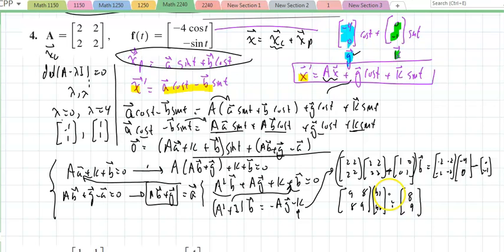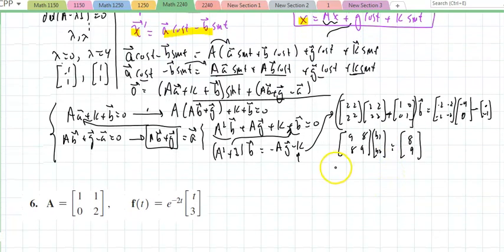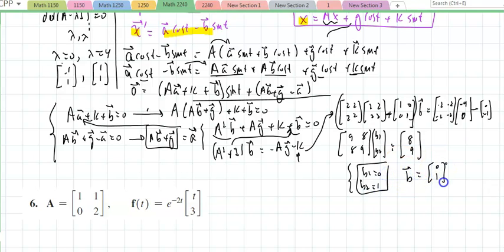And if I solve this equation, what do I get? I'll get B2 equal 1 and B1 equals 0. So I got the B. The B vector is actually 0, 1. And now that I know B, I could go back and figure out what A is.